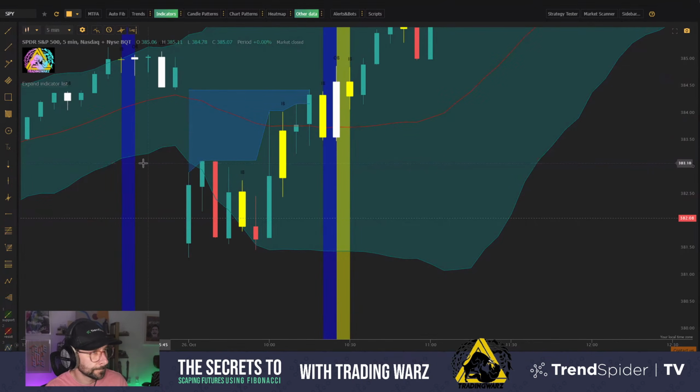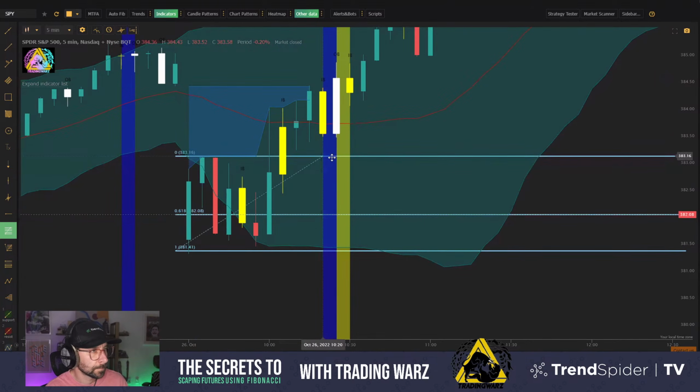But what we try to teach at Trading Warz is use your Fibonacci tool and get the discount. So if I put my anchor from our low to our high right here, what we did is we waited for this 618. So our 618 is our entry, and this makes sure that we get a discount, right? This makes sure that we're not overpaying, because we're letting price come to us.